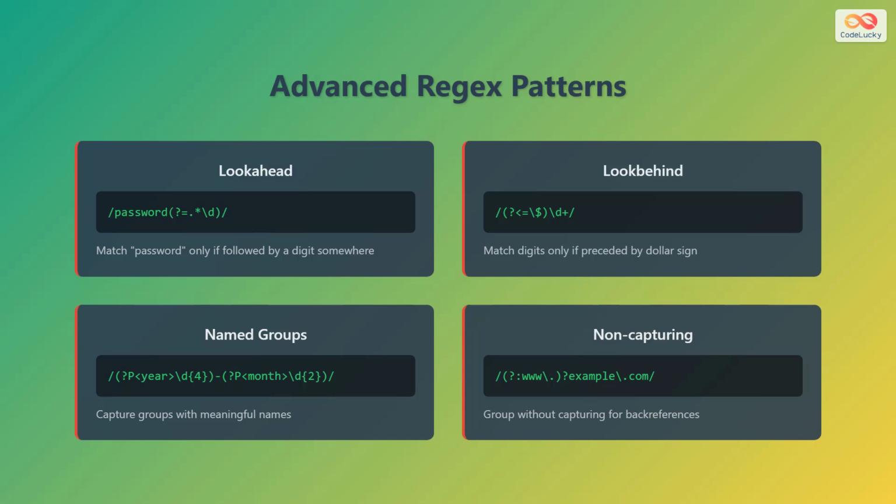Non-capturing groups. The pattern /(?:www\.)?example\.com/ groups parts of the pattern without capturing them for back references, which can simplify the output and improve performance. Mastering these advanced patterns will greatly enhance your ability to work with complex text structures.